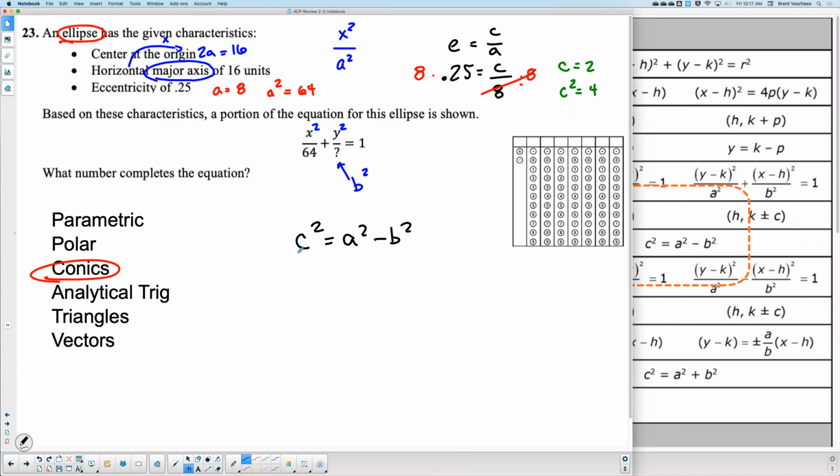We know what C squared is. We know what A squared is. 64 minus some number gives us 4. What does that number have to be? 60. Not even going to go through the algebra. We should just know that. That's 60. You could do your opposites if you wanted to, but it's 60. That's the answer. This one was correct only 27% of the time. Only 27% got this one correct.